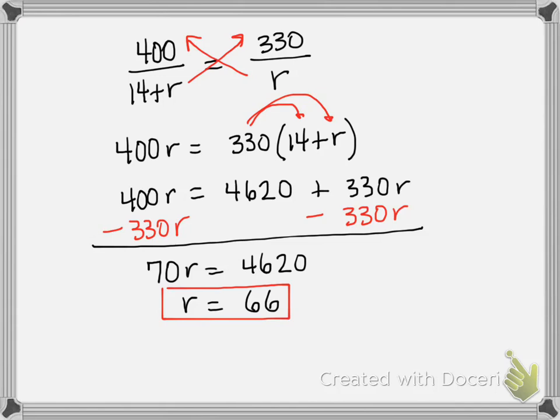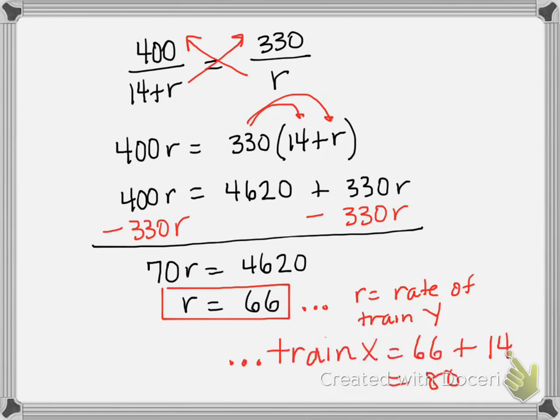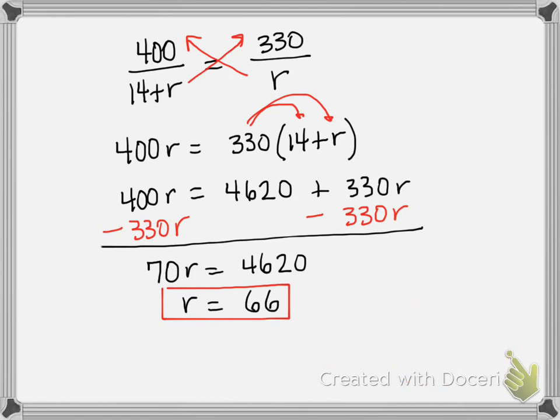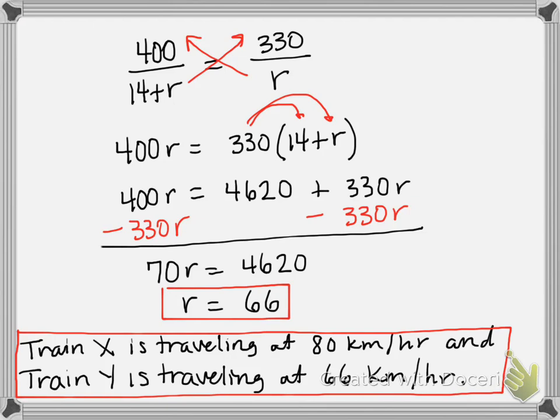At this point, we have to remind ourselves, what was R? And so we look back at our chart and we said, oh, R was the rate of train Y. And we know that train X is 66 plus 14, so that is 80. And therefore, we now know the speed of both of the trains, and that is that train X is traveling at 80 kilometers per hour, and train Y is traveling at 66 kilometers per hour.